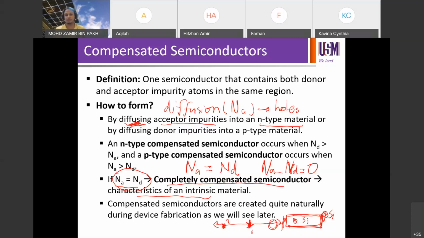But it's not that difficult, though, to compensate, because this is what we do normally. You start off with a p-type silicon, then you want to form a p-n junction. What you do is just diffuse an n-type layer on top of your p-type silicon, and it happens quite easily as well. It's not that difficult.